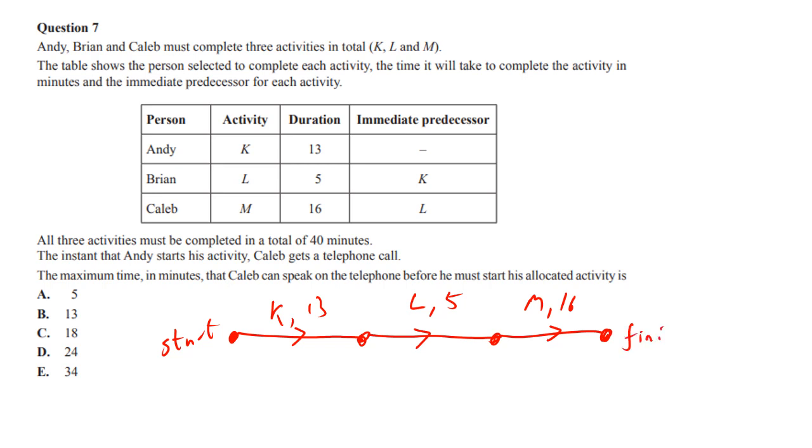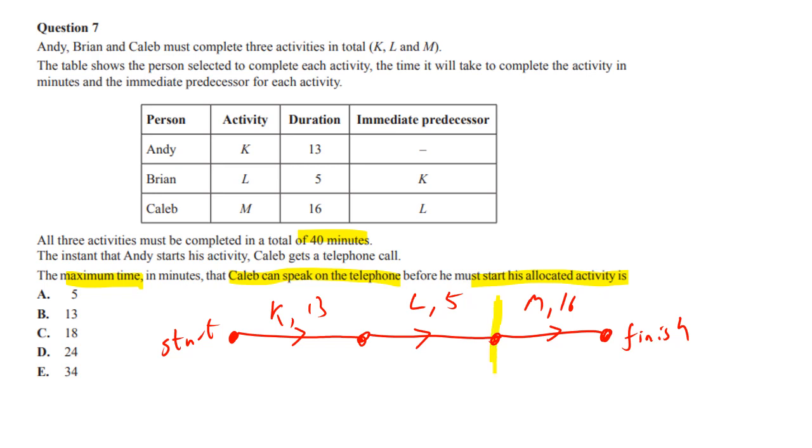Hilarious gun joke there. All right, so we know that the whole thing takes 40 minutes. And the instant that Andy takes the activity, Caleb gets a phone call. The maximum time that Caleb can speak on the telephone before he must start his allocated activity is, so basically we want to know what's the latest starting time for this point here.